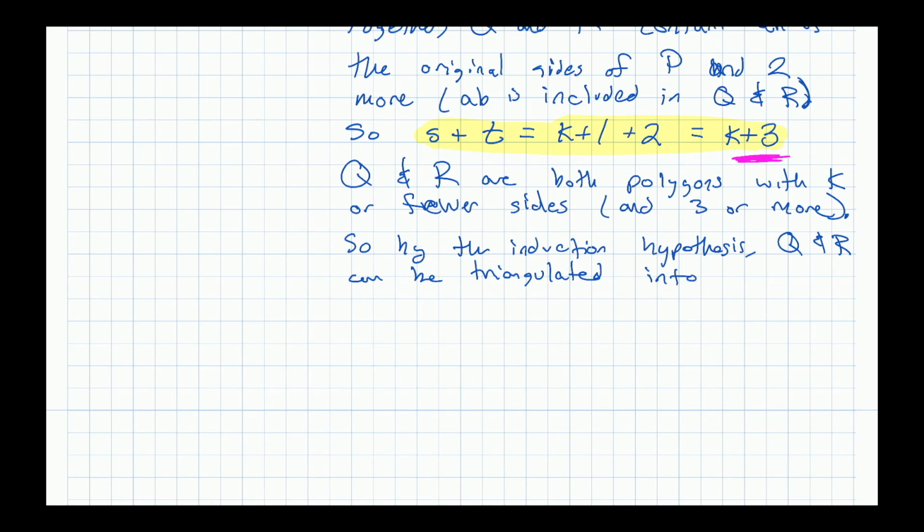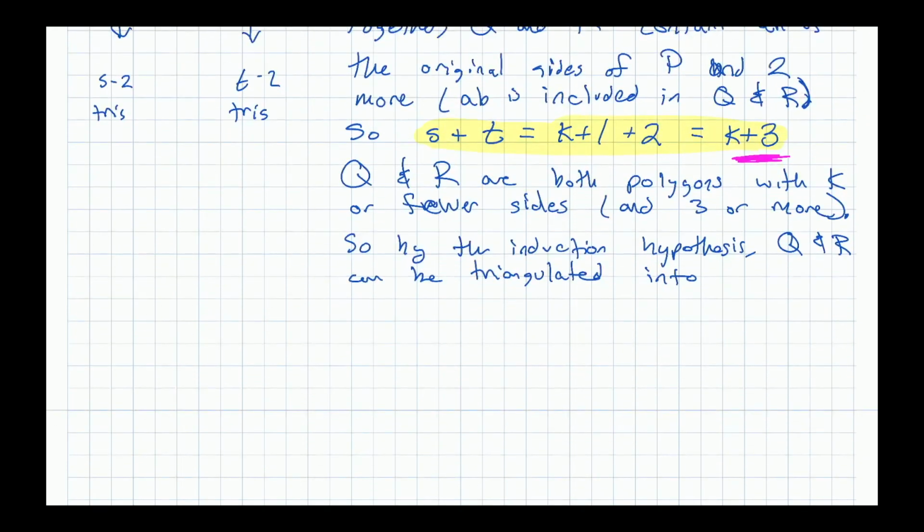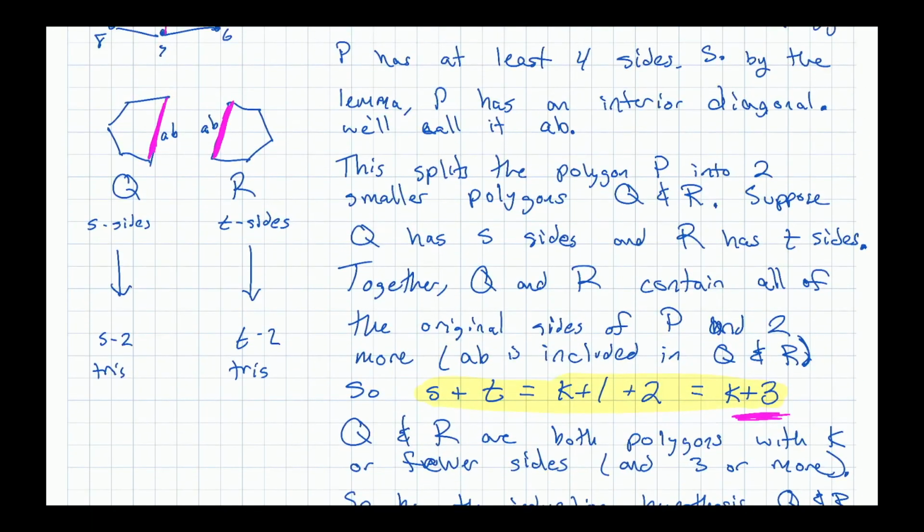Into how many triangles? Well, remember, Q has S sides, so its triangulation would be S minus 2 triangles, and R has T sides, so its triangulation would be T minus 2 triangles. So by induction hypothesis, Q and R can be triangulated into S minus 2 and T minus 2 triangles, right? Well, if you can triangulate Q and R, right?